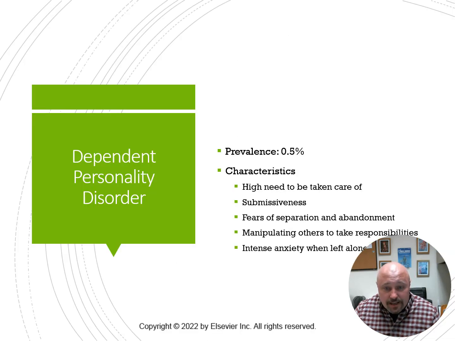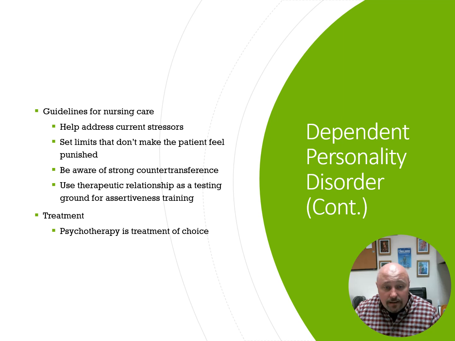For dependent personality disorder, this has a prevalence of 0.5%, with characteristics such as a high need to be taken care of, submissiveness, fears of separation and abandonment, manipulating others to take responsibilities, and intense anxiety when left alone. The guidelines for our nursing care include helping to address current stressors, set limits that don't make the patient feel punished, be aware of strong countertransference, use therapeutic relationships as a testing ground for assertiveness training, and that psychotherapy treatment is our priority choice.